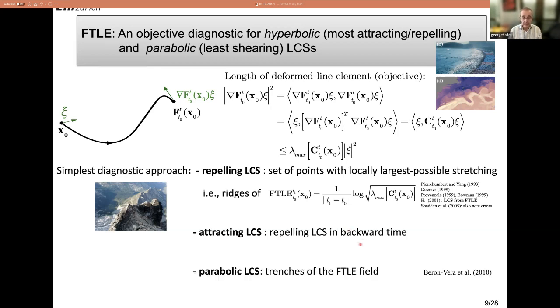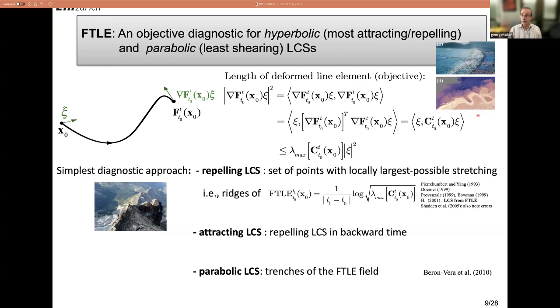And parabolic LCSs, this was a very insightful paper by Javier Barón and collaborators that I'm going to cite, in 2010, when they said, wait, why don't we just look for maxima of the FTLE field? The trenches of it are equally important. And in fact, those will be these material jet cores here. And they are incredibly robust. I would also like to argue that these unstable, repelling objects are perhaps less important than jets.